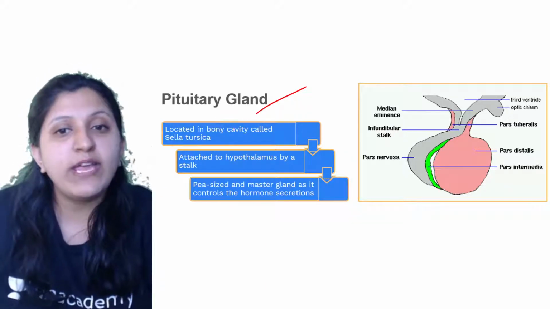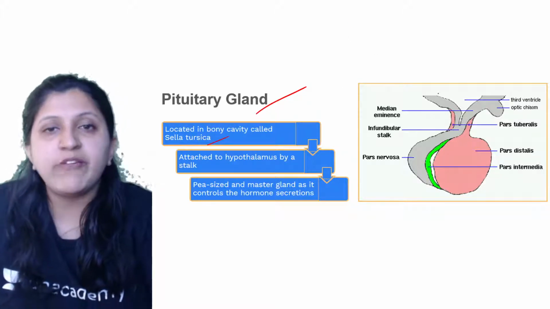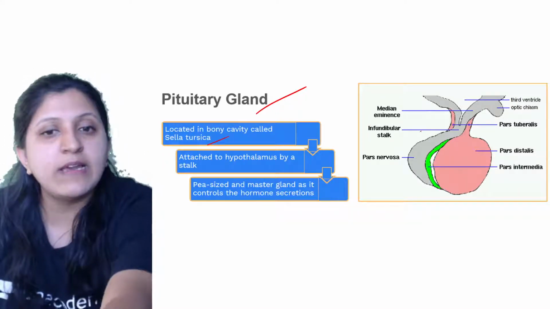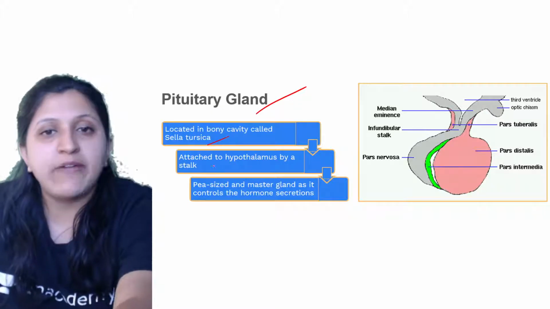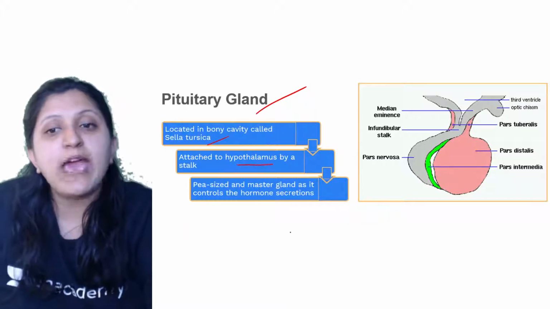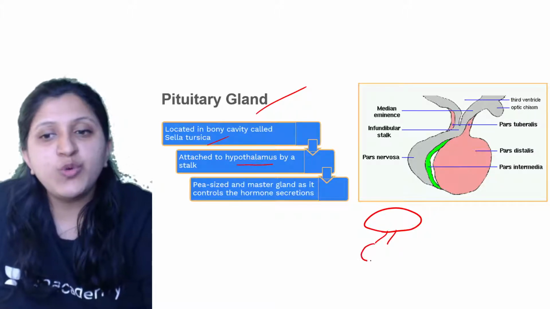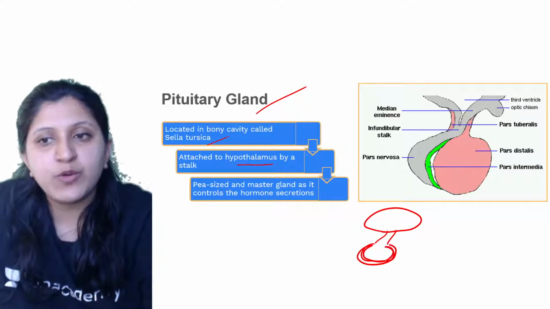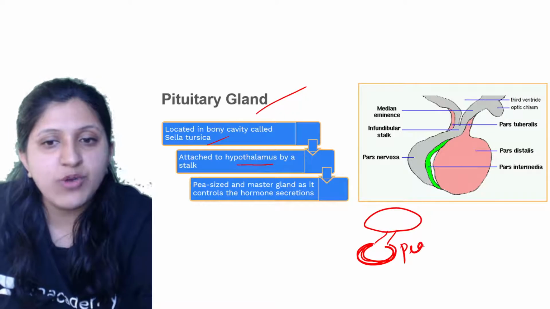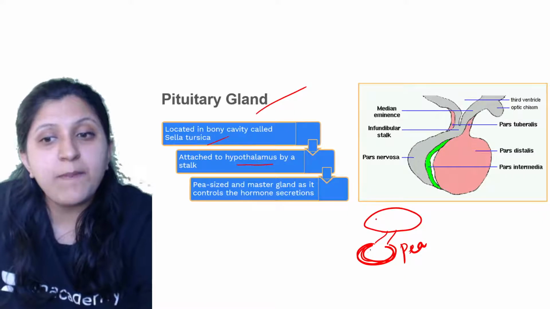It is located in the bony cavity called the sella turcica. There is a bony cavity in the cerebrum part, and just below it you can find this particular gland. That bony cavity itself is called the sella turcica. It is attached to the hypothalamus. You can find this pea-shaped gland. Its shape and size is going to be that of a pea, and it is a master gland.